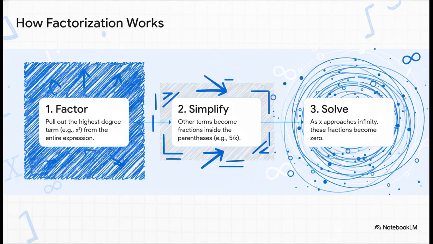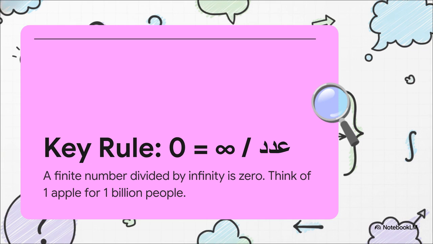Here's how it works, step by step. You take that term with the highest power, let's say it's x squared, and you pull it out of the entire expression. You factor it out. Now inside the parentheses, all the other terms have turned into fractions, right? Something like 5 over x, or 2 over x squared. So what happens when x becomes mind-bogglingly huge, like on its way to infinity? All those little fractions, they shrink down to basically nothing. They all approach 0. And that brings us to a fundamental rule of limits. Any number divided by infinity is 0.